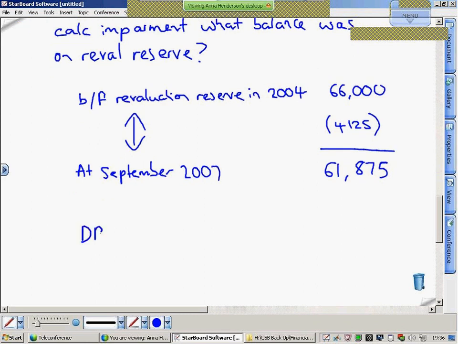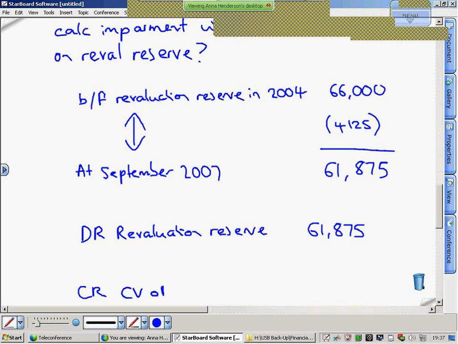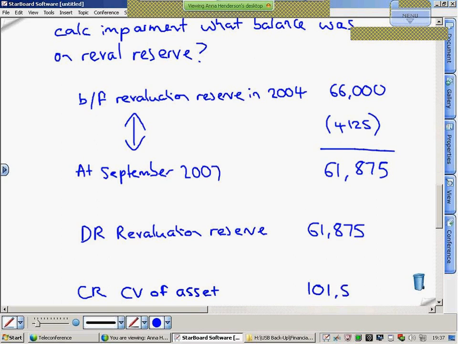So we need to debit the revaluation reserve, credit the value of the asset 101,875, and have a balancing debit into the income statement of 40,000.